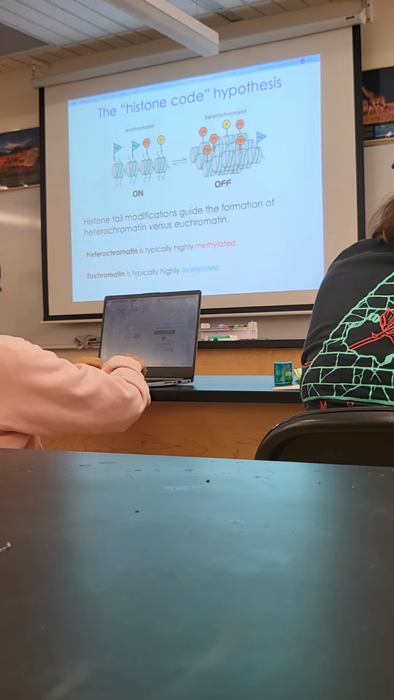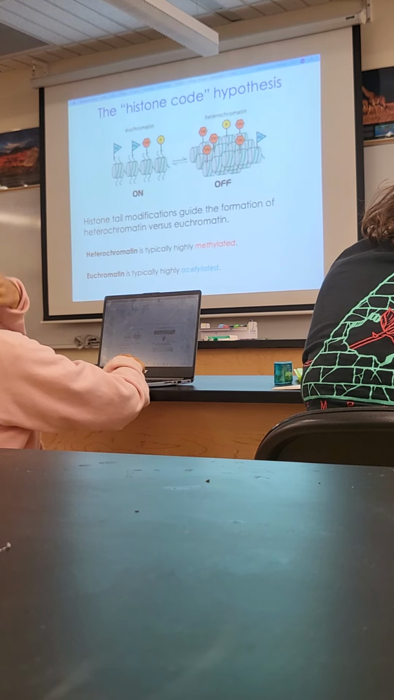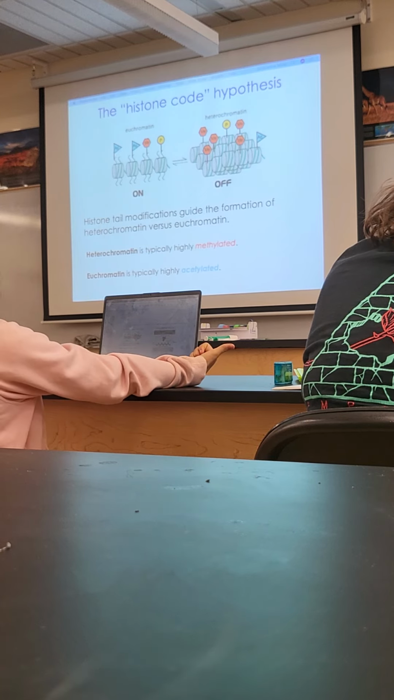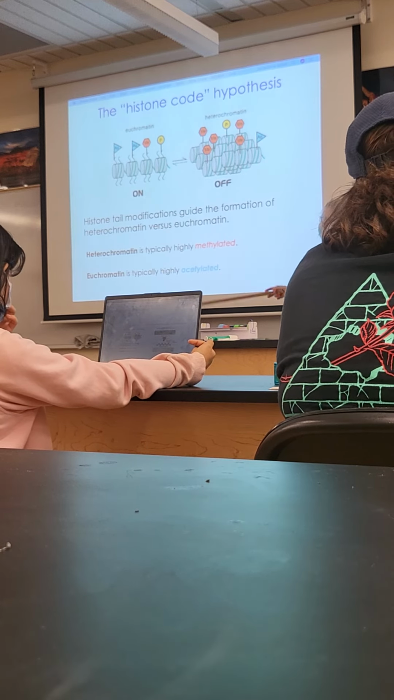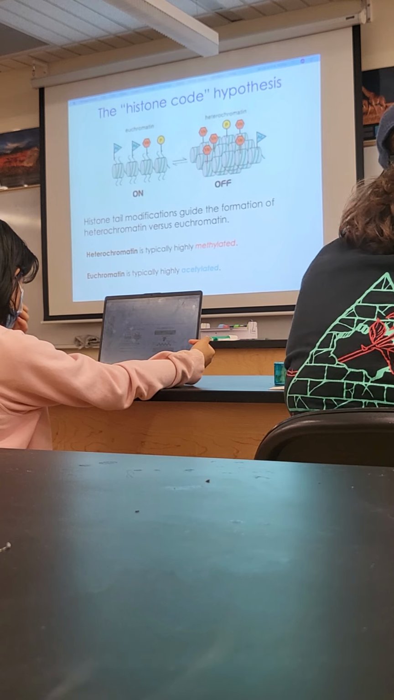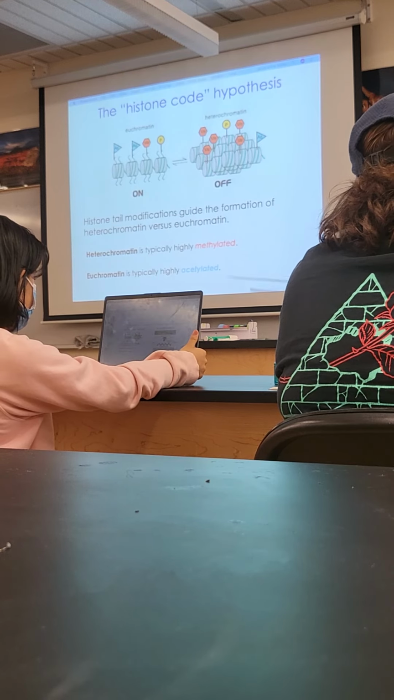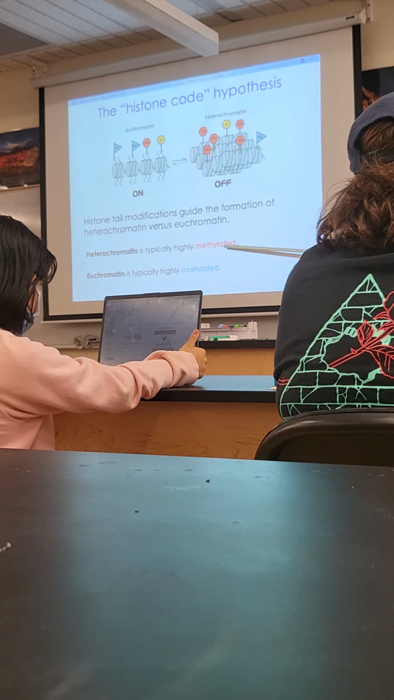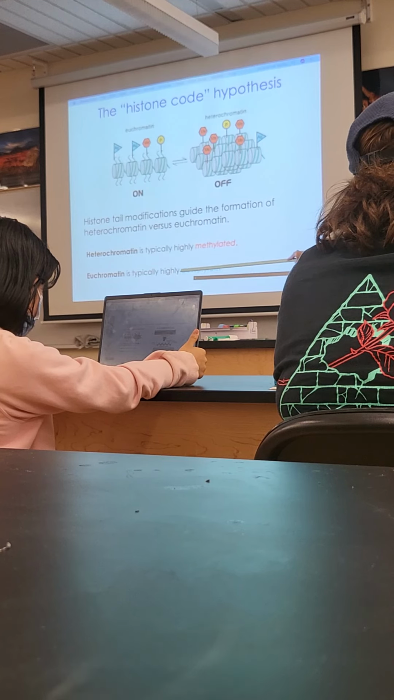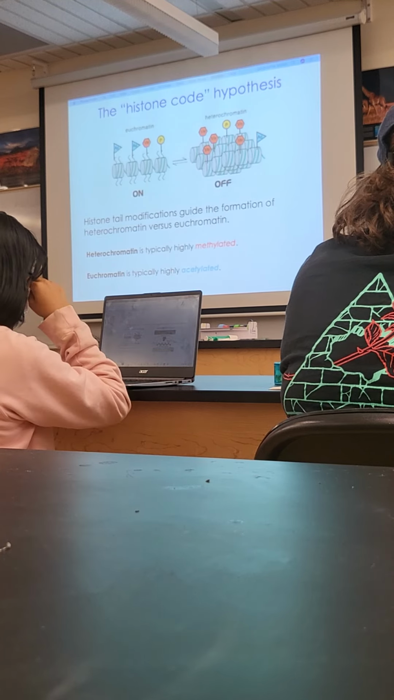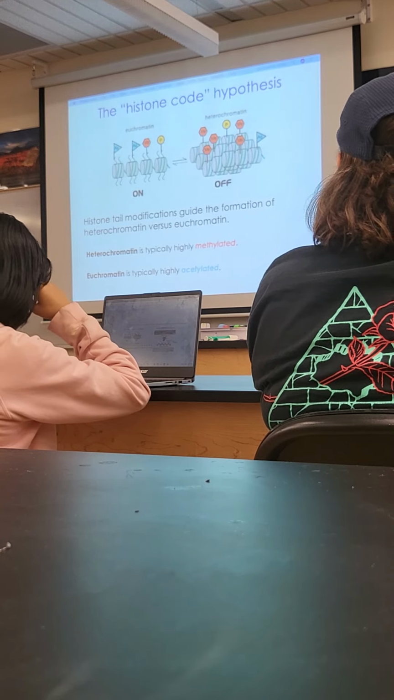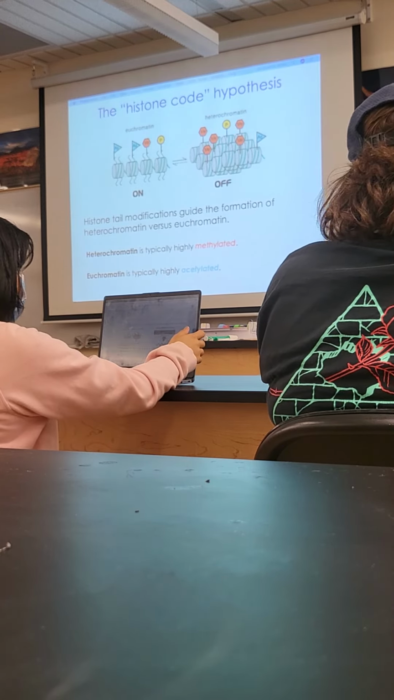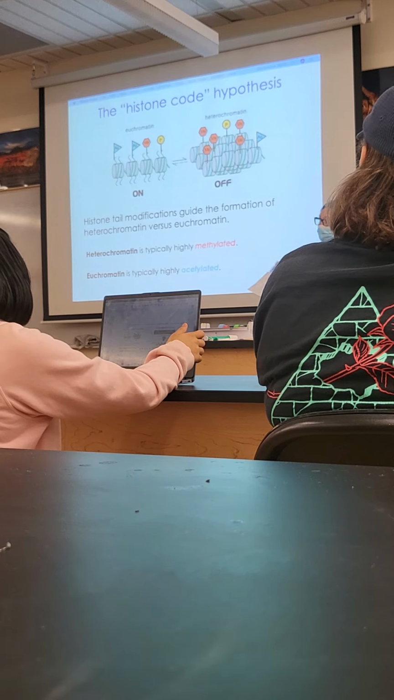So for this class, we're gonna kind of look at generalities. So generally, which modifications will signal heterochromatin and which modifications will signal euchromatin. But I just want you to be aware that if we say that methylation is found with heterochromatin, there are situations where there could be methylation in an area of euchromatin, but this is just in general.